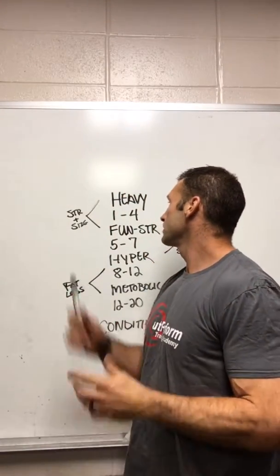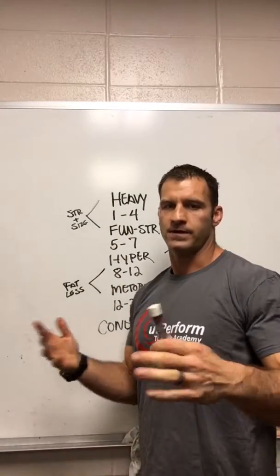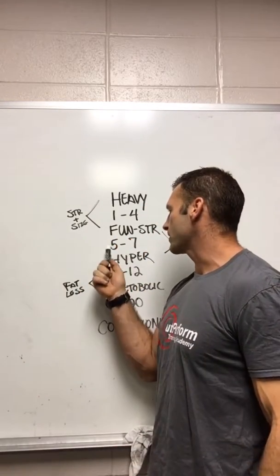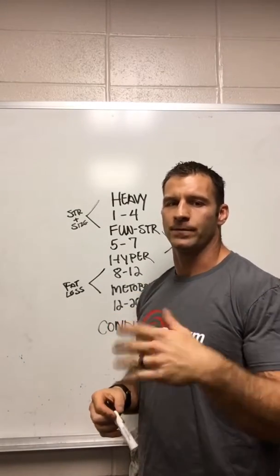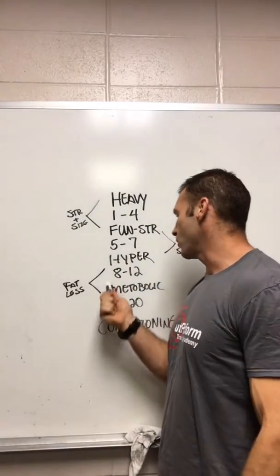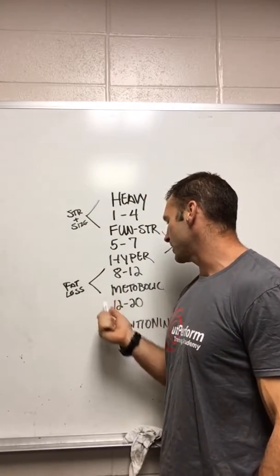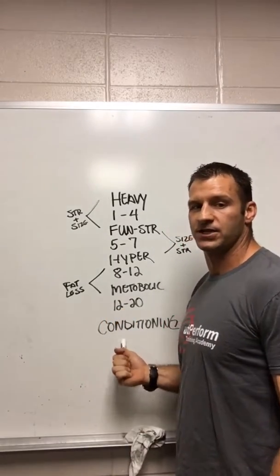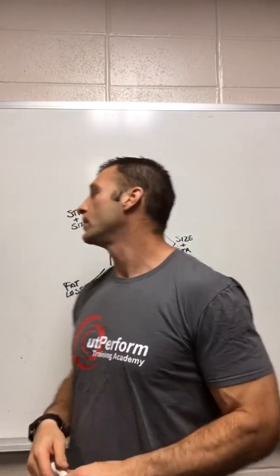So first, we've got heavy, reps 1 through 4. Naturally, that's more for someone trying to gain a lot of strength. We've got functional strength between reps of 5 and 7. This gives us a lot of strength, but with a little more size added to it. We have hypertrophy, which is reps of 8 to 12. We have metabolic conditioning, or lactate, which is more like 12 to 20 reps. And then we have conditioning. Now, conditioning is not just rep protocols; that could also just be sprinting and so on.